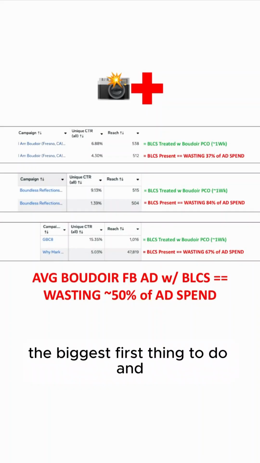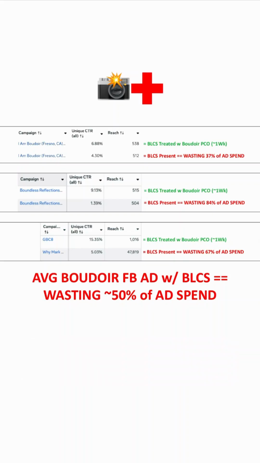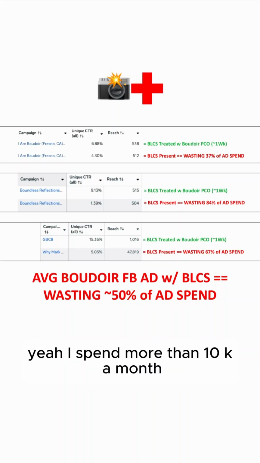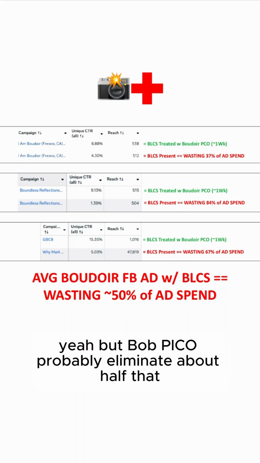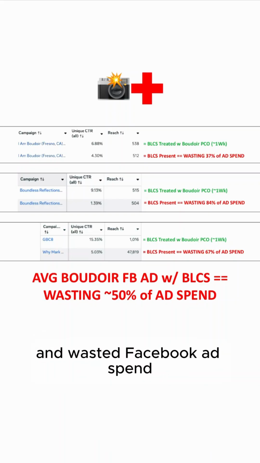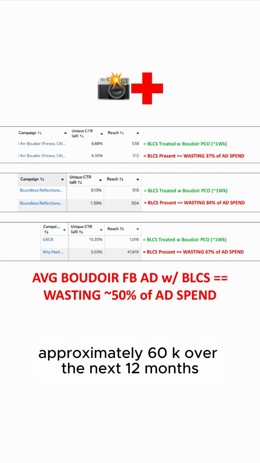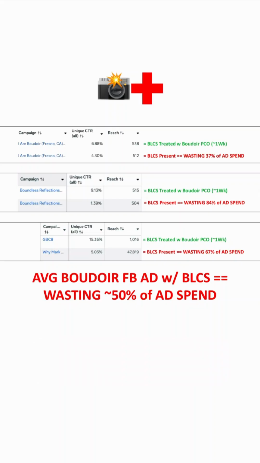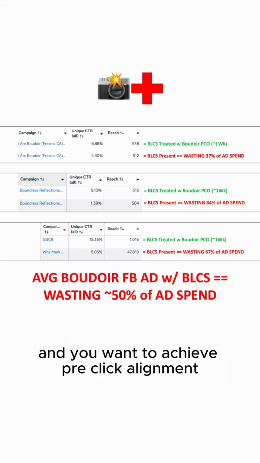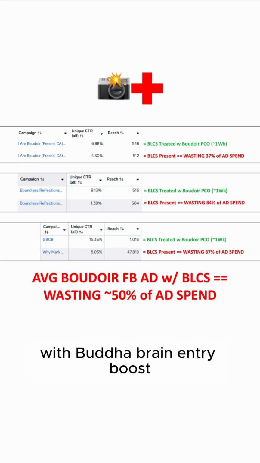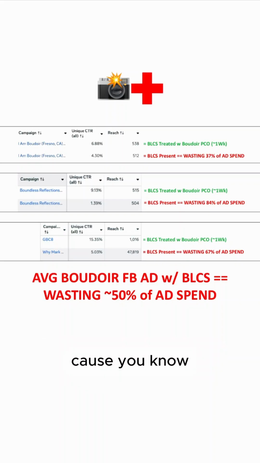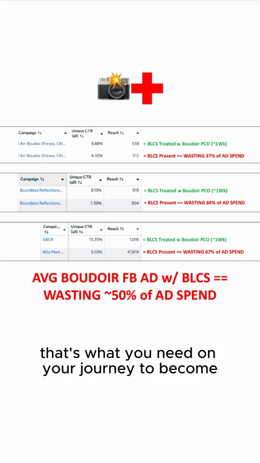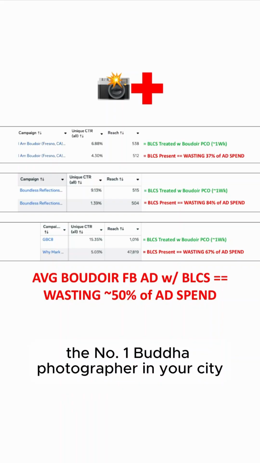That's the biggest first thing to do, and if you spend more than 10K a month, then on average, Boudoir Pico can probably eliminate about half of that, about 5K a month, in wasted Facebook ad spend. Put that back into your pocket. You don't have to spend it anymore. Approximately 60K over the next 12 months. And you want that, and you want to achieve pre-click alignment and become a dominant Boudoir advertiser with Boudoir Brain Entry Boost, because that's what you need on your journey to become the number one boudoir photographer in your city.